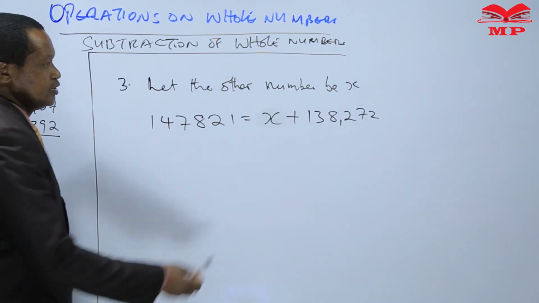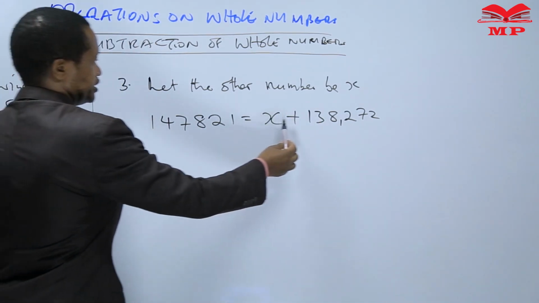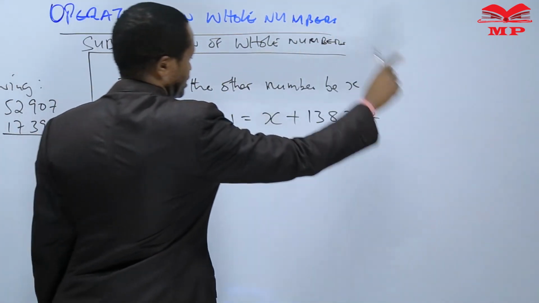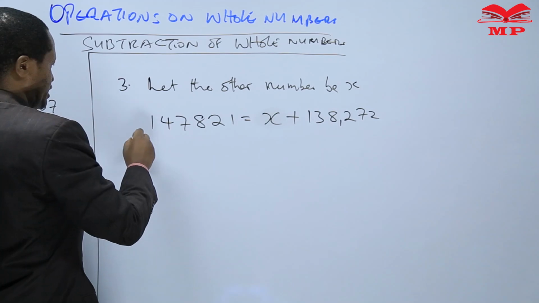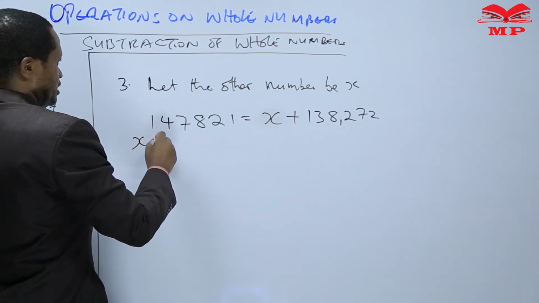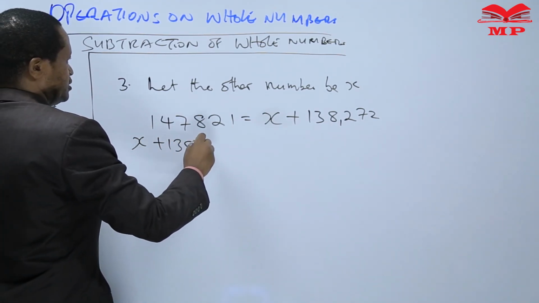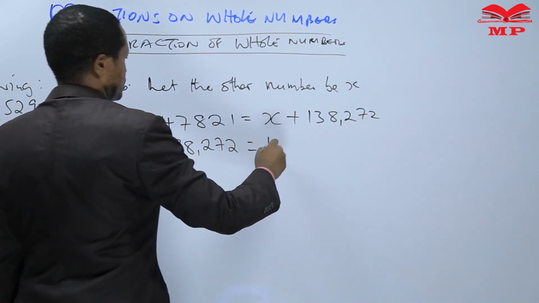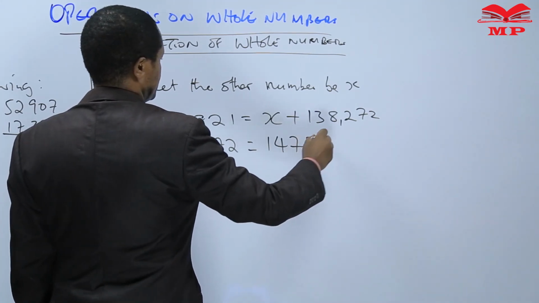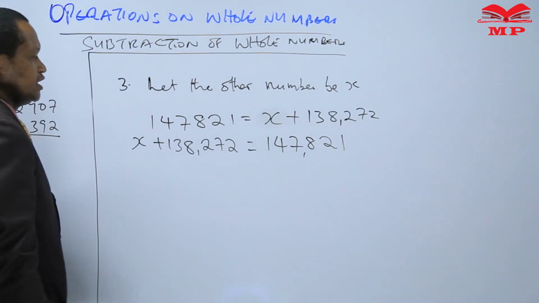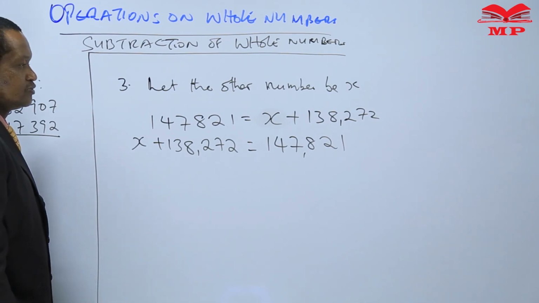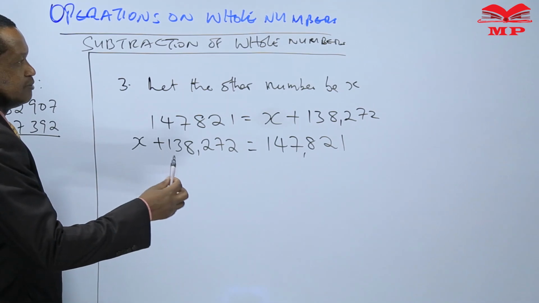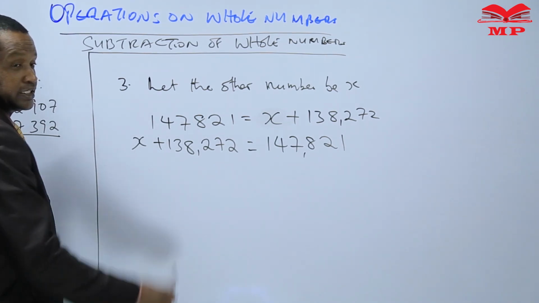Okay, we can rewrite this. We take these two terms to the left and this number to the right, so that we'll have x plus 138,272 is equal to 147,821. So let the other number be x. So we need to find out what is this x.